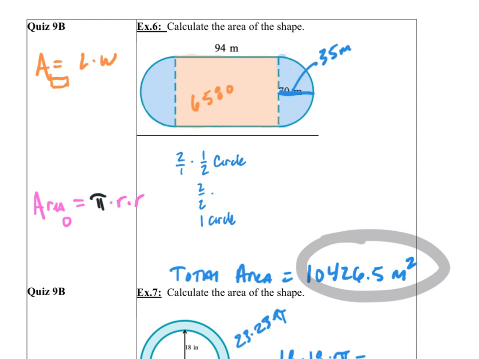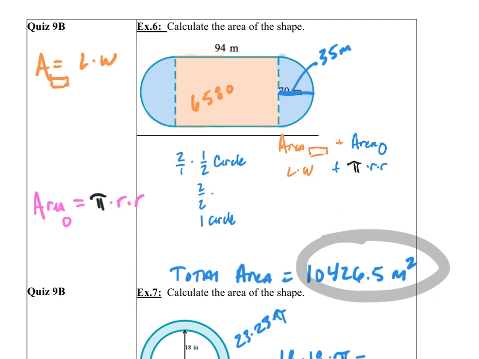Okay, all right. So now what I just did was say that what I'm going to do is have the area of a rectangle plus the area of the circle. So I've got to remember my formulas. My area of the rectangle is length times width. My area of the circle is pi r squared.